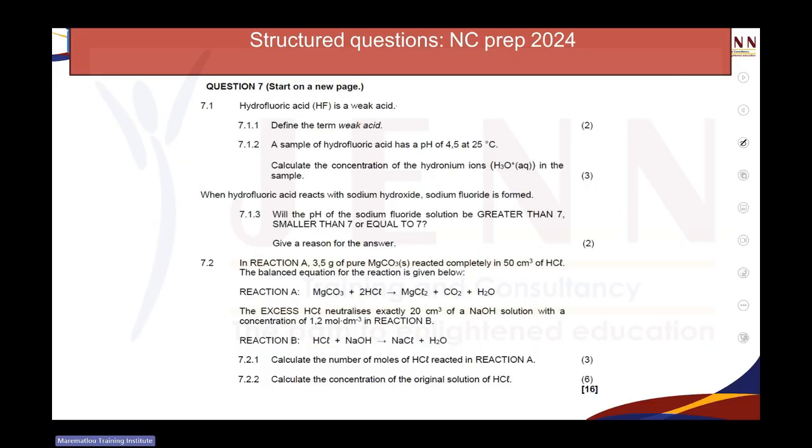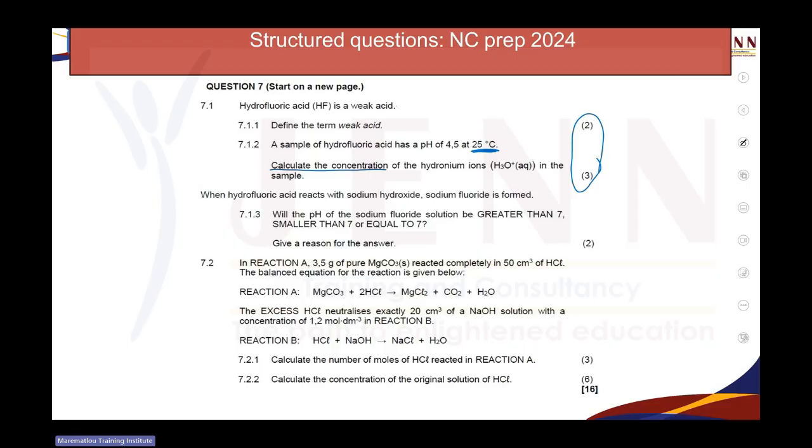Fine. A sample of hydrofluoric acid has a pH of 4,5 at 25 degrees. Remember, I told you, the moment you see 25 degrees, the examiner wants you to use Kw. Okay. And then they said calculate what? Concentration. I said it's a must know. It's a must know. So that means we will be able to score 5 marks out of the way.